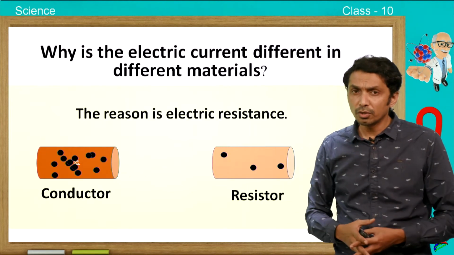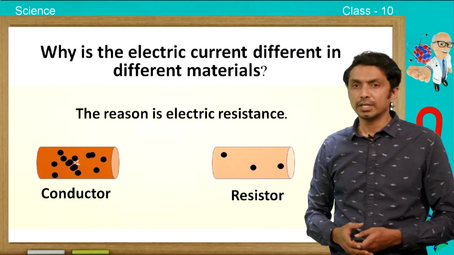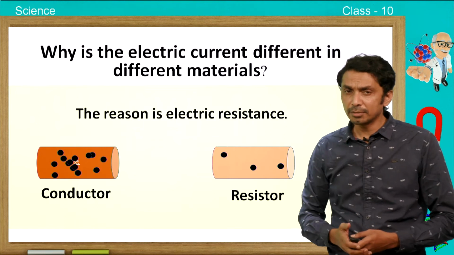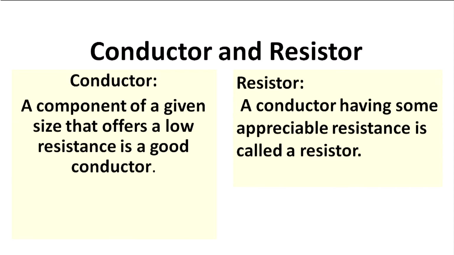Can you define what is a conductor and what is a resistor? Yes children, you are right. Come, let us see how we can define a conductor and a resistor. A conductor is a component of a given size that offers a low resistance, and is called a good conductor, whereas a resistor is a conductor having some appreciable resistance, that is why we call it a resistor.